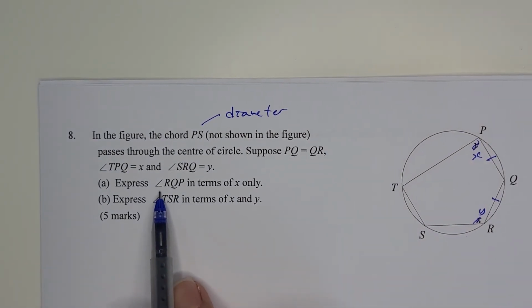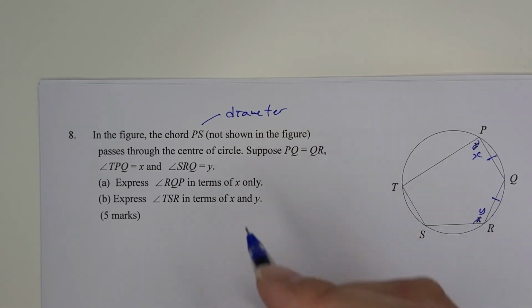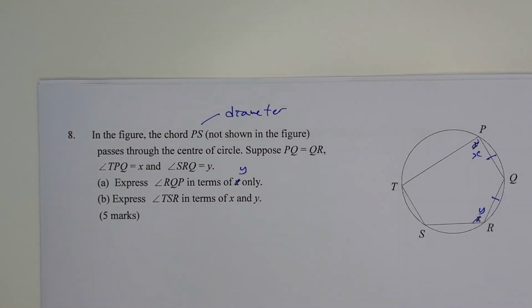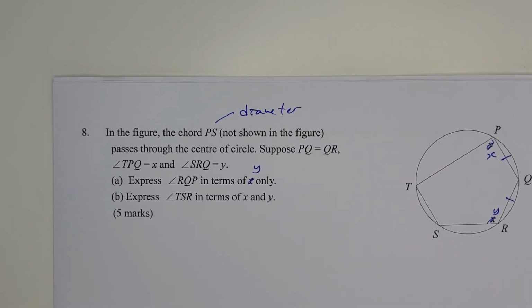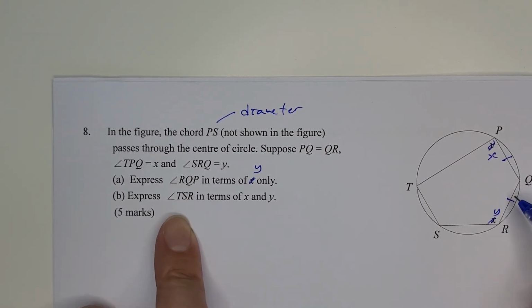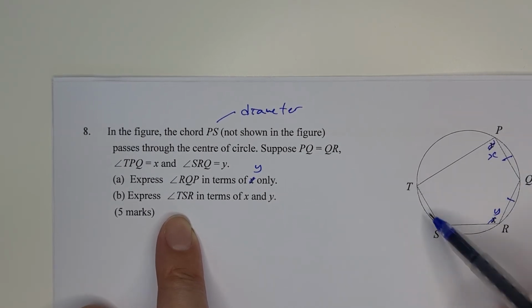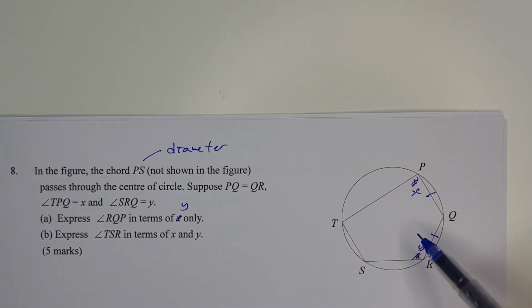Express angle RQP in terms of Y only. Part B, express angle TSR in terms of X and Y. Okay, go to here to look at the graph.